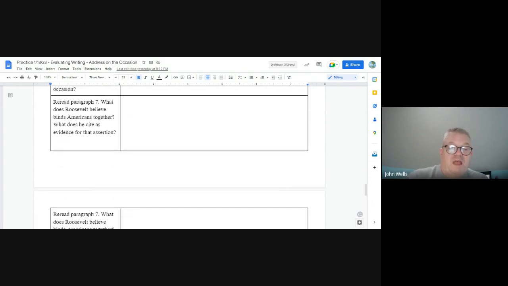Look at paragraph 7. What does Roosevelt believe binds Americans together? What brings us all together? What makes us Americans? What's the common element that makes us all one people, right? And then what does he cite for evidence? What is his proof, right? Like he says, oh, look, here's the reason. Here's the proof that what I'm saying is real.